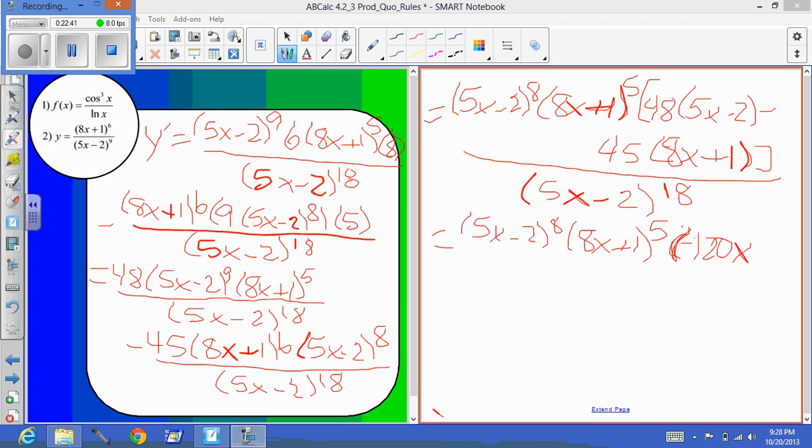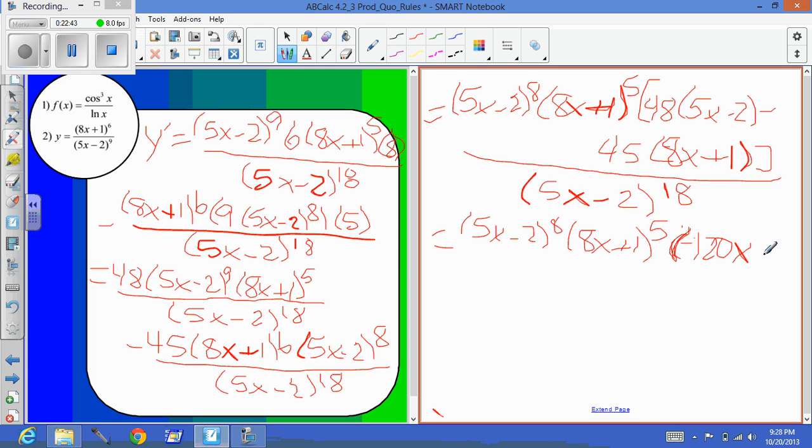You get negative. Okay, there. I'm going to write negative 96 and 45, negative 141, I believe. And if that's not right, y'all correct me tomorrow in class. All over 5x minus 2 to the 18th. Not sure where that extra little bar came from there, but that's 5x minus 2 to the 18th. I have an 8 on top, 18 on the bottom. Y'all are having to be incredibly patient with this at the moment.